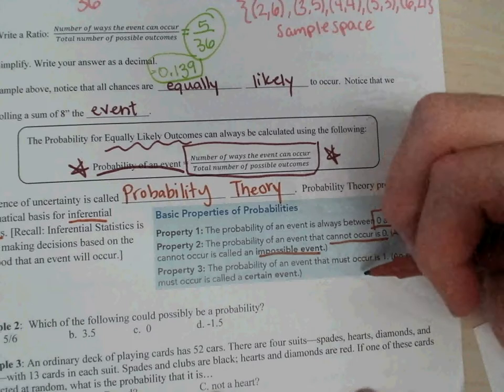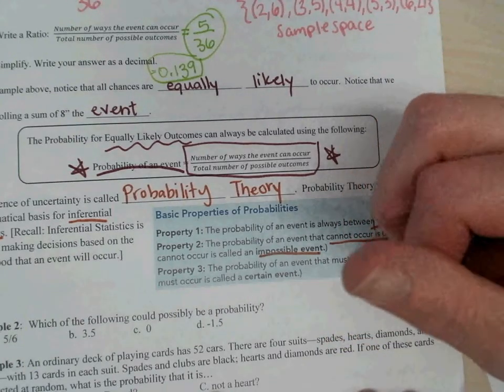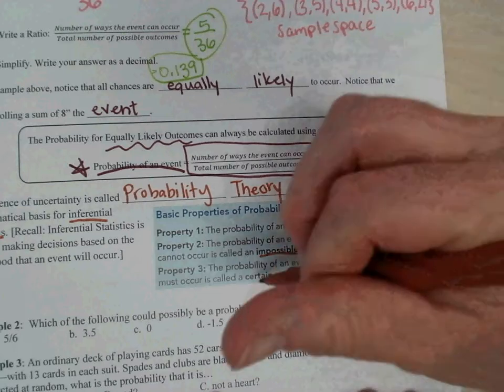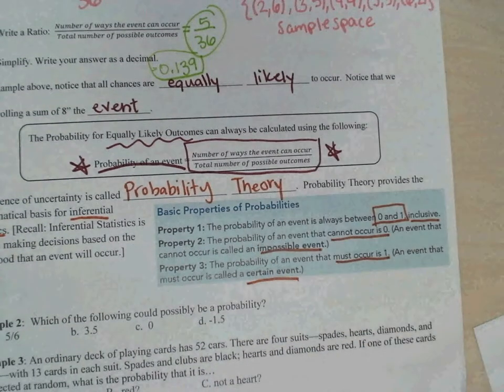Excellent. Probability that it must occur. That's going to be a probability of 1. It's called a certain event. So for example, if I said there are currently 9 students in the classroom, 9 of them are wearing shoes right now, the probability that I choose someone at random and check to see if they're wearing shoes would be 1. 9 out of 9.